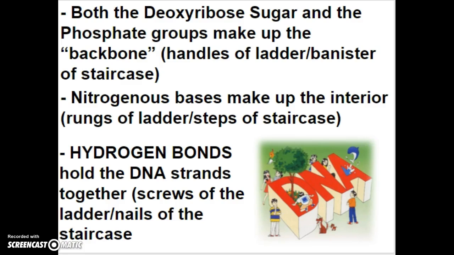And what keeps these two strands together are hydrogen bonds. Remember, we talked about hydrogen bonding in the past. Hydrogen bonds are very weak, but they hold things together so that molecules can stay together easily, and they can be ripped apart easily as well.